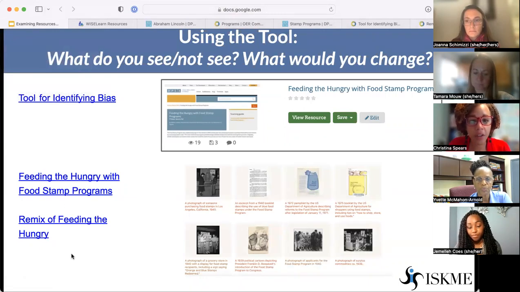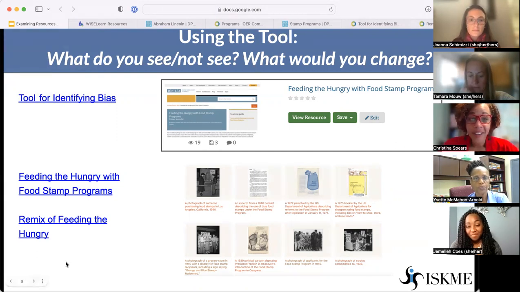Joanna and I work together on this remix, and Joanna and I hold different social identities. So when Joanna and I come together to work on this resource, we are working across those lines of difference to make sure we are creating resources that are mirrors, windows, and sliding glass doors for our students. This is great work that we've done, and this is just the beginning.